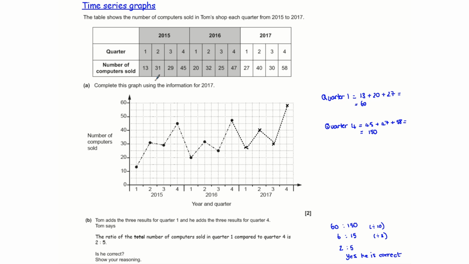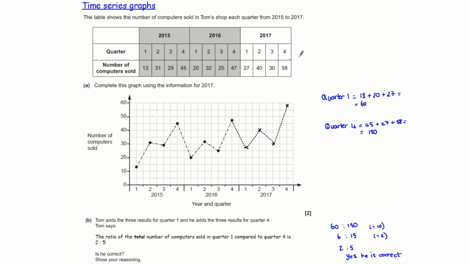When I'm talking about a seasonal comment, that means I'm just comparing, for example, quarter 1 to quarter 1 to quarter 1, etc. So if I notice here, quarter 1 is 13, well actually it's the lowest in 2015. It's 20 in 2016, so it's the lowest in 2016, and it's also the lowest in 2017. Alternatively, I could look at quarter 4, so it's 45, 47, 48.